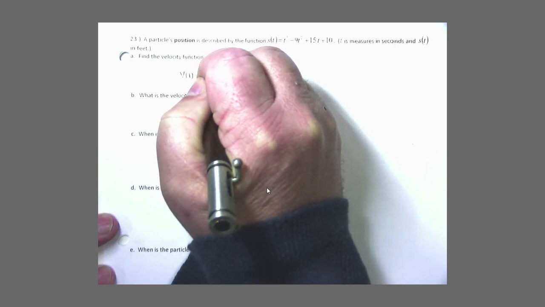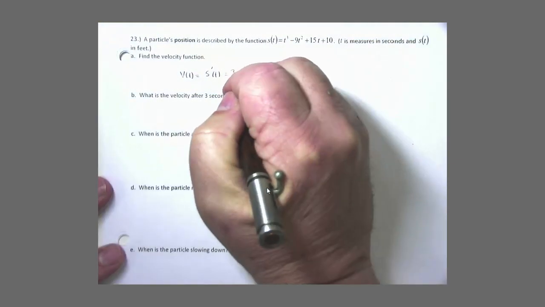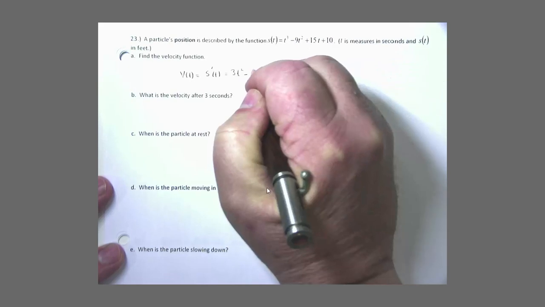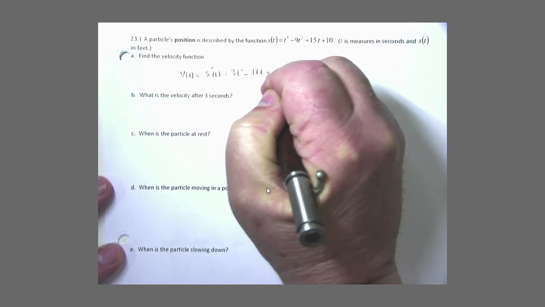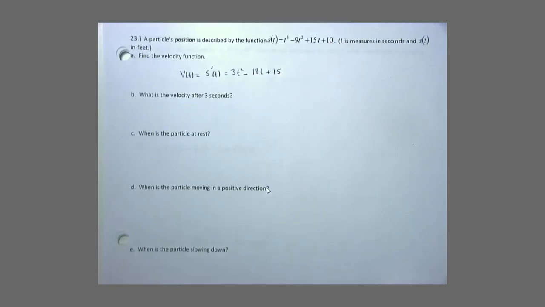The derivative of position. So let's practice our derivative rules again. What is the derivative of t cubed minus 9t squared plus 15t plus 10? Well, the derivative of t cubed is 3t squared, minus the derivative of 9t squared is 18t, plus the derivative of 15t is 15, and the derivative of 10 is 0.